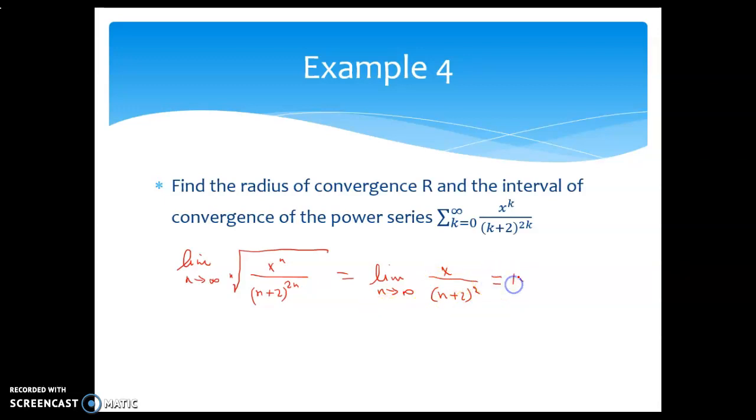That is, we have the absolute value of x times the limit as n goes to infinity of 1 over n plus 2 squared, which is going to be equal to 0. So for any value of x, this region converges. So here r is in between negative infinity and positive infinity. That's going to be my r. So the radius is between negative infinity and infinity. That's the region of convergence for x.